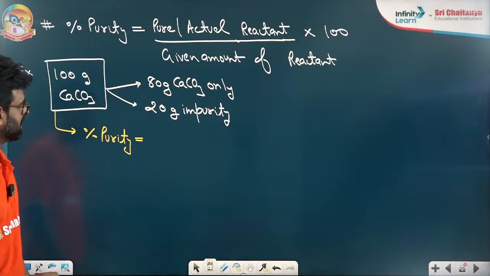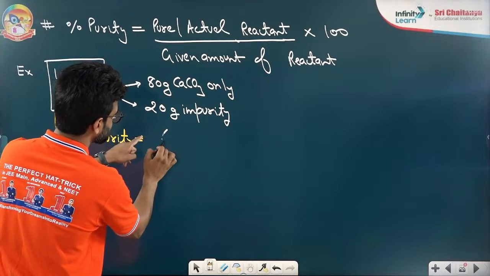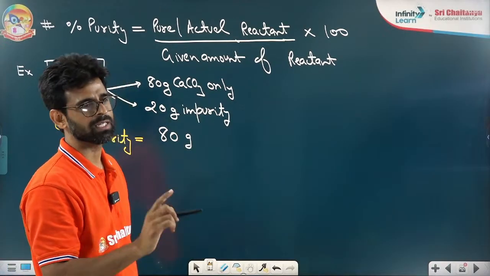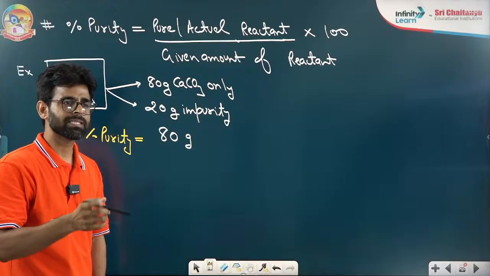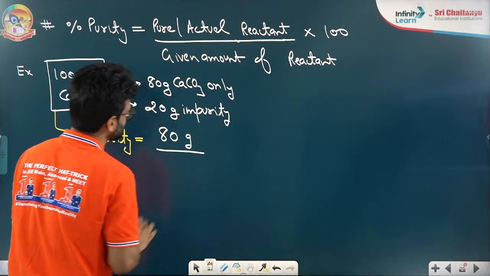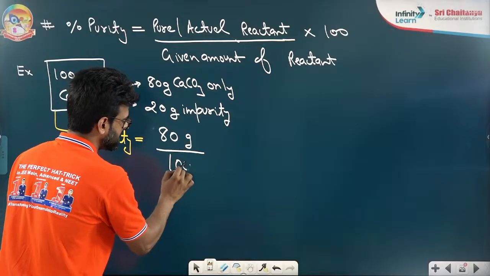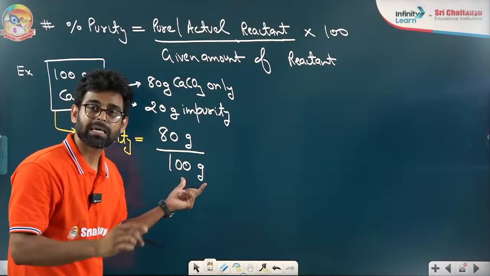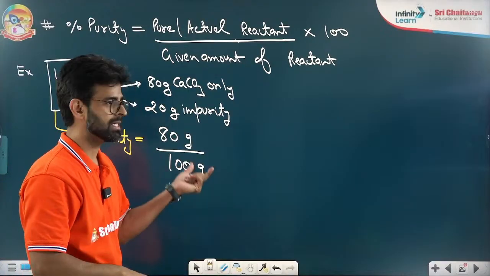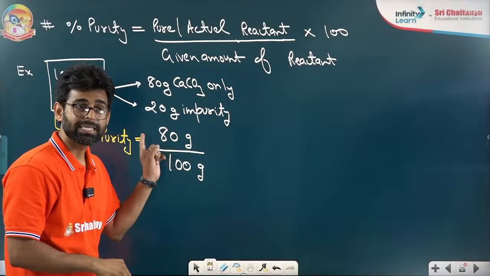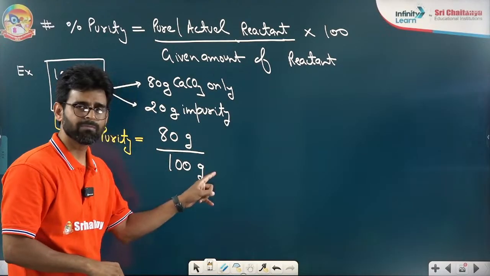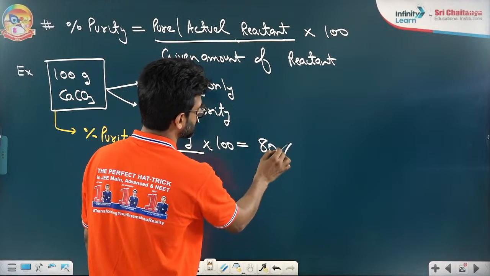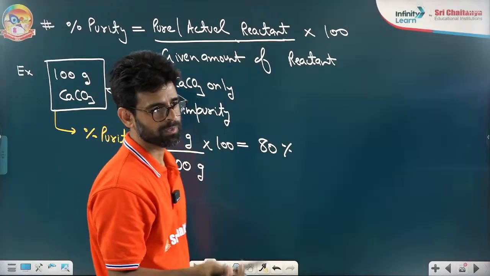Right? So what is coming? 80 gram CaCO3 is present actually, and divided by how much is present here? 100 gram, right? 100 gram from the market you bought, but actually how much is coming? 80 gram is coming, right? 80 gram is the actual one, into 100 gram we bought. So it is only 80% pure, right?